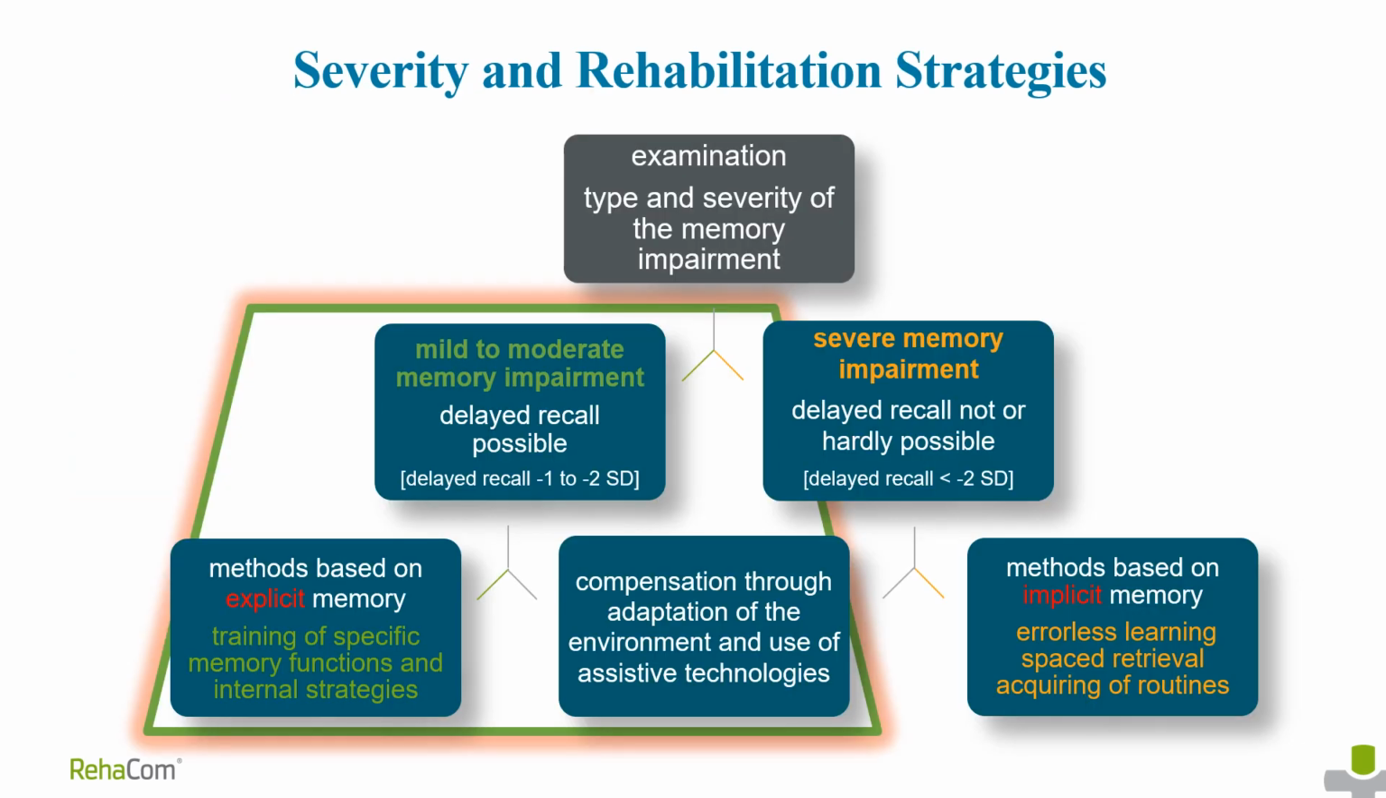This figure shows a flowchart for the selection of suitable therapy methods. Patients with mild to moderate memory impairment should receive memory function-specific or strategy-oriented cognitive training. The efficacy of the method depends on the frequency and intensity of training. At least 10 to 15 sessions are considered good clinical practice. The computer-aided procedures with RehaCom are primarily aimed at specific memory functions. In addition, the use of learning strategies is practiced.